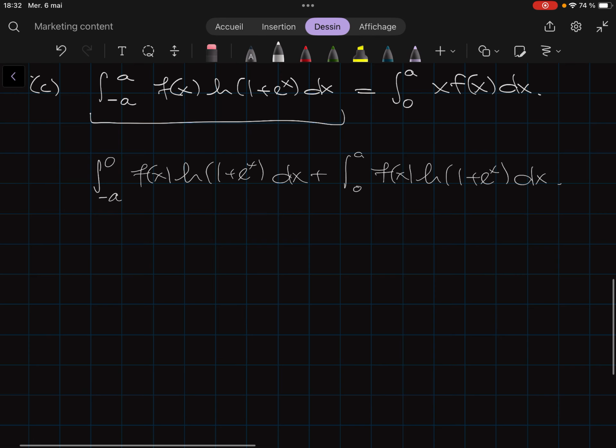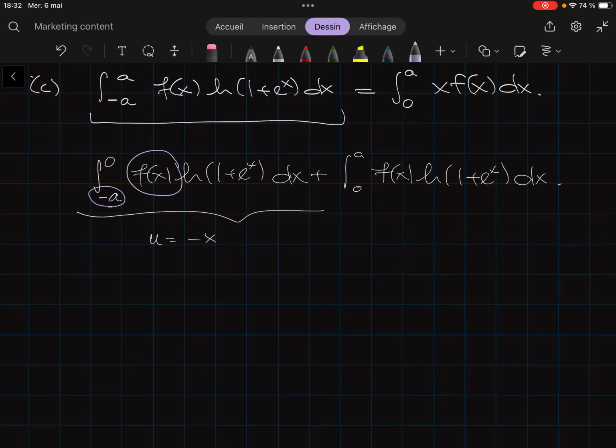So, why don't we use a substitution here? Let's say u is equal to minus x. Why did I think of this? One, because we need to get the integral from 0 to a. We have negative a, so that's not nice. Two, we are also given information about f of x. Notably, f of x is an odd function, so we would better make use of that somewhere.